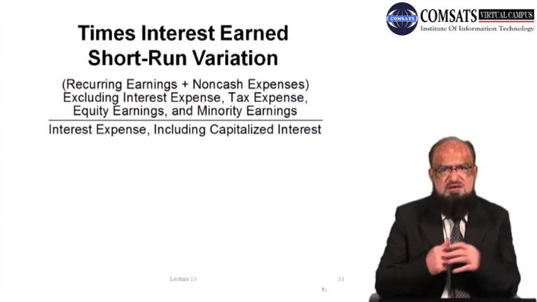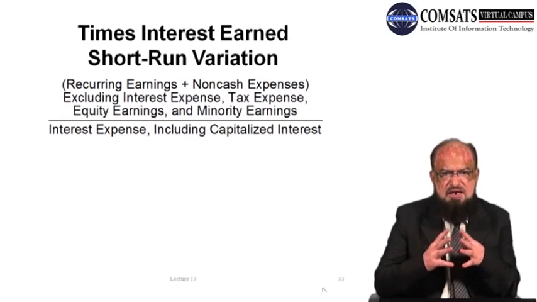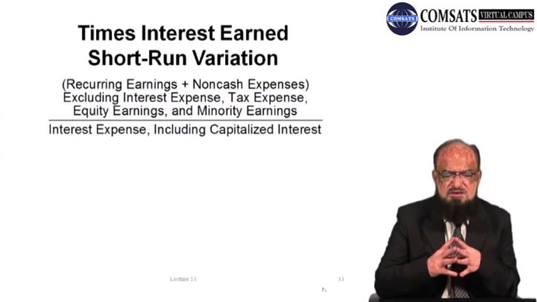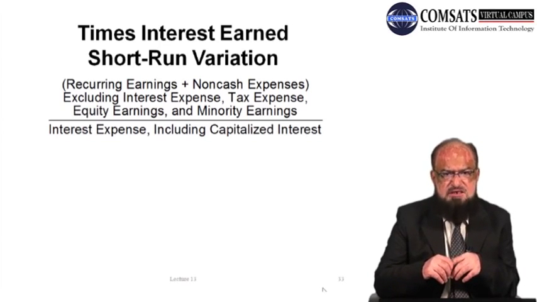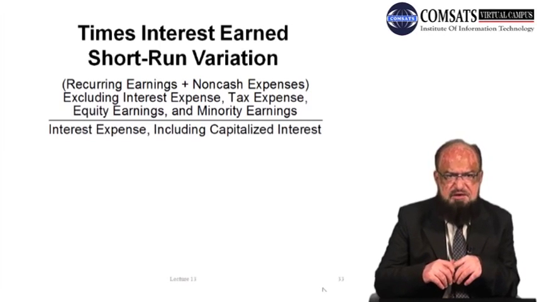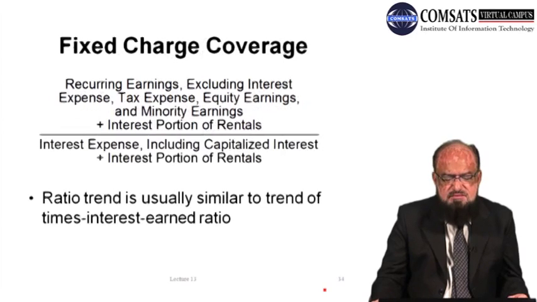तो डियर स्टूडेंट्स, लेक्चर 13 में we have discussed another formula and ratio, times interest earned short run variation. Formula was recurring earnings plus non-cash expenses, excluding interest expense, tax expense, minority income and minority equity in earnings, divided by interest expense including capitalized interest.